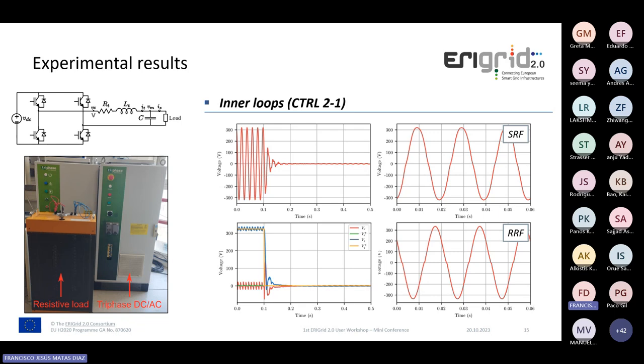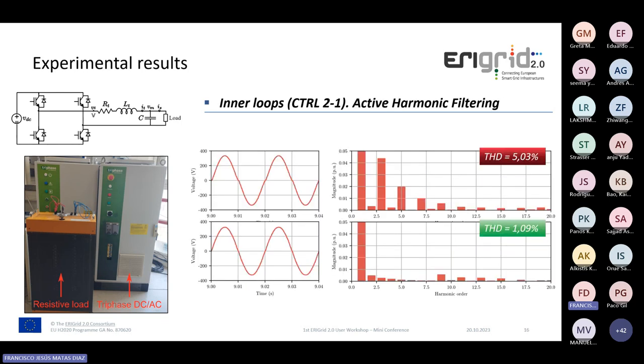In Sevilla, we had experience in previous research with power quality, so we decided to add an active harmonic filtering functionality to the inner loops. This way, we were able to reduce almost 5 times the total harmonic distortion of the output of the controller. So we ended up working with an additional ancillary service that wasn't part of the plan, but it worked well, so we were really happy.